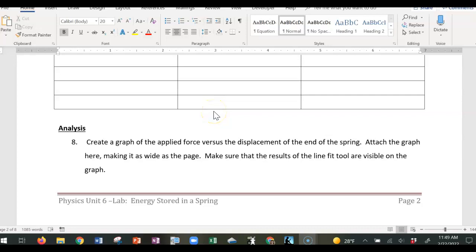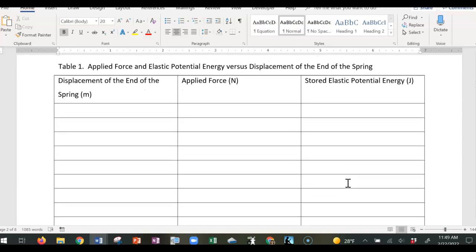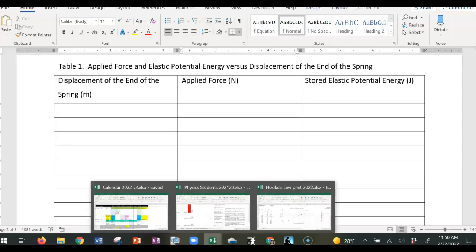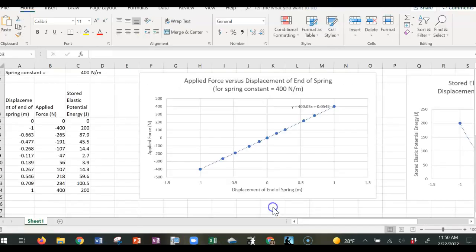This webcast continues the discussion of the lab activity for energy stored in a spring, and I'm going to resume at step 8, which tells us to create a graph of the applied force versus the displacement of the end of the spring. Okay, so in order to create a graph, I need to put the data from Table 1 into Microsoft Excel. And so I'm going to open up Excel.